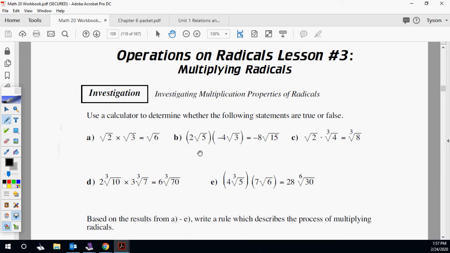Chapter 2, Lesson 3, multiplying radicals. So we talked about in the very first lesson, you can multiply radicands. They just have to have the same index. So you can multiply the insides. You just can't add them. And that's why we did adding has to be the same yesterday or on Friday.